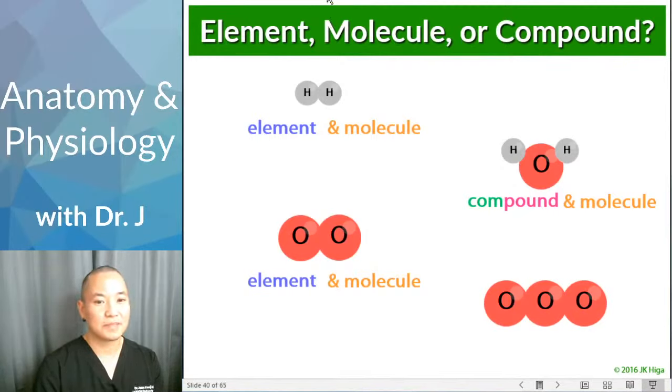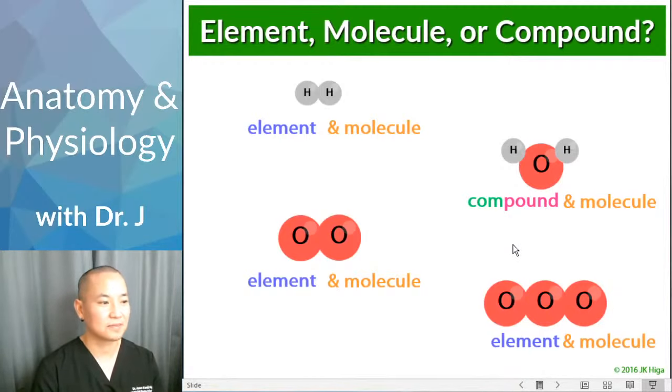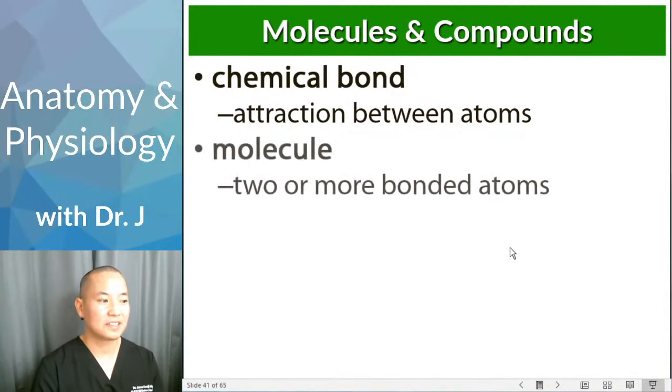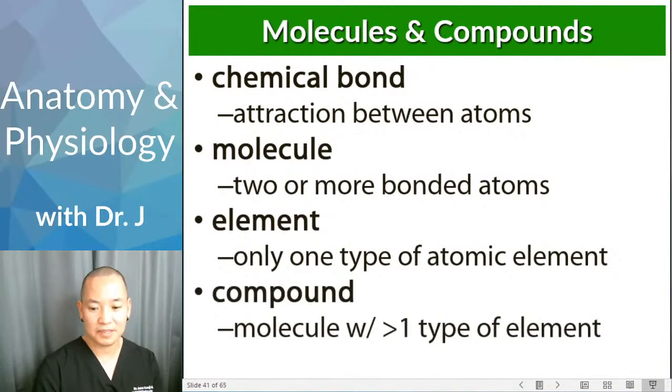Now here we have ozone. Is this an element? Yeah, it's still an element, even though it looks weird, because it only has oxygen. Is it a molecule? Yep, it's still a molecule because it has multiple bonds, and even though there are two or more bonds here, it's not a compound because, again, it only has oxygen atoms. So again, we covered chemical bonds, molecules, elements, and compounds.